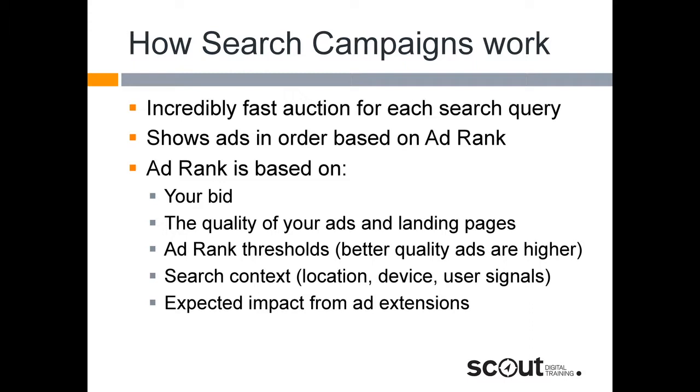So some of these factors we can actually program into our campaign. So we can define a specific location that we want to target our ads at. We can even define if we want to target a specific device for our ads as well. So say just mobile users. But there are also the individual's previous search history that's going to come into play, which we don't have control over. And the final factor in ad rank is the expected impact from ad extensions.